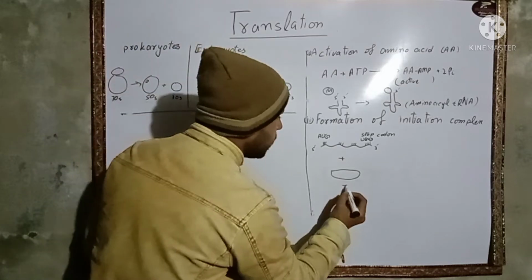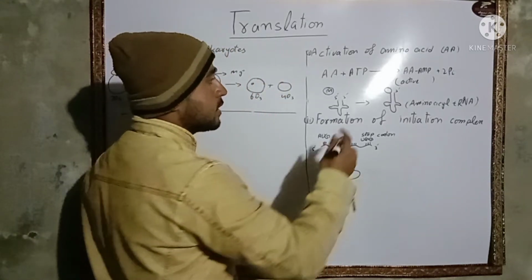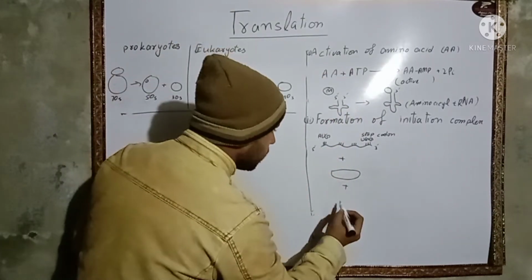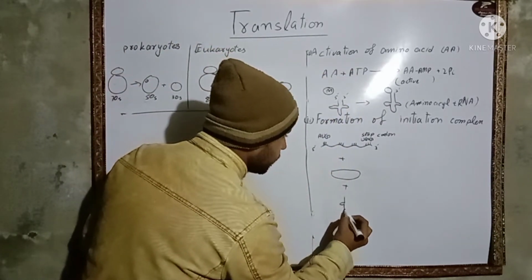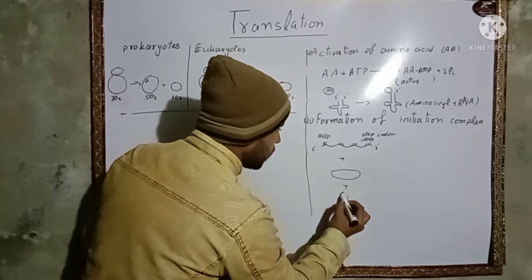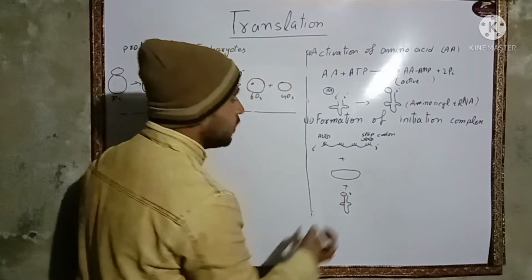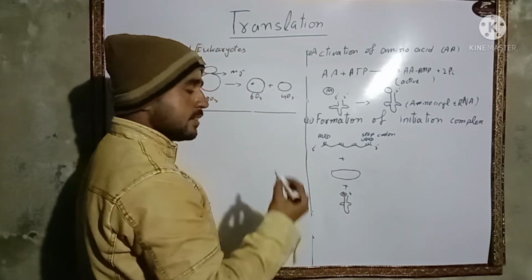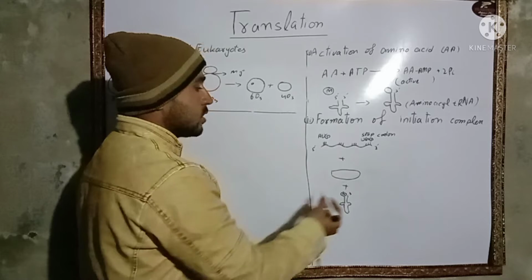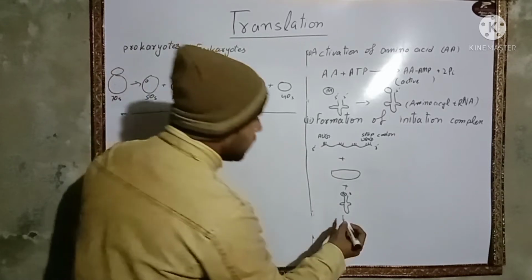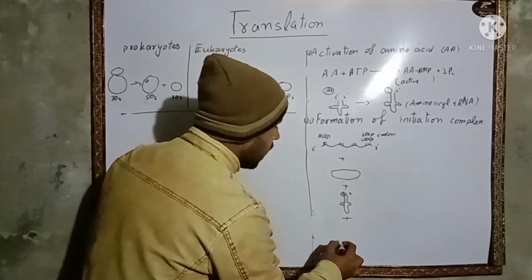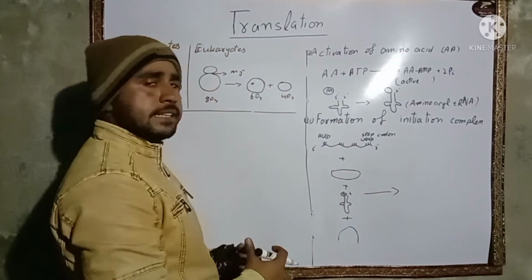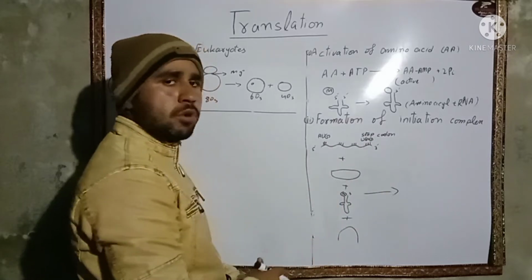Okay, the third one is aminoacyl transfer RNA, which is synthesized in the activation of amino acid. This is the 3 prime end, and this is methionine, because the first amino acid that is attached to the transfer RNA is always methionine. And the fourth constituent is the large part of the ribosome. When these four constituents combine with each other, then the initiation complex is formed.